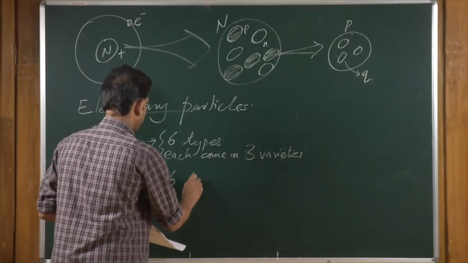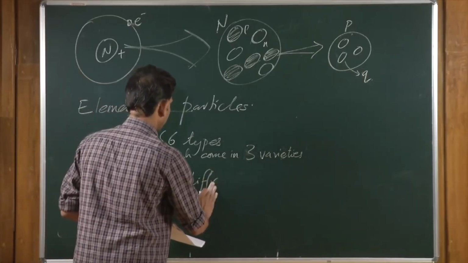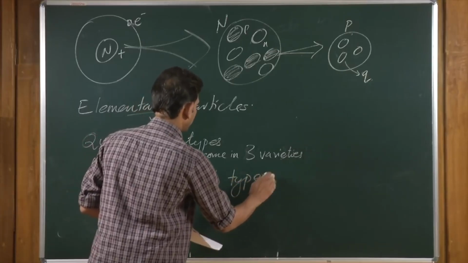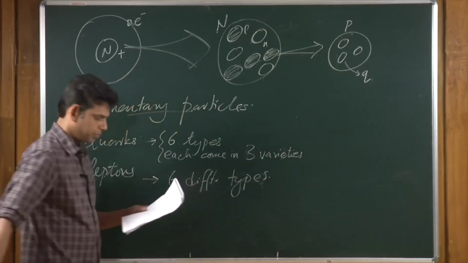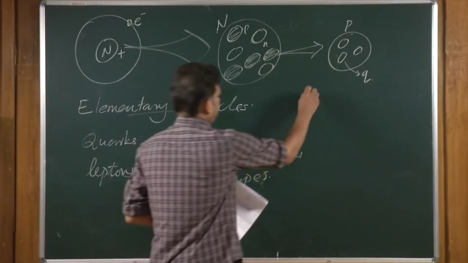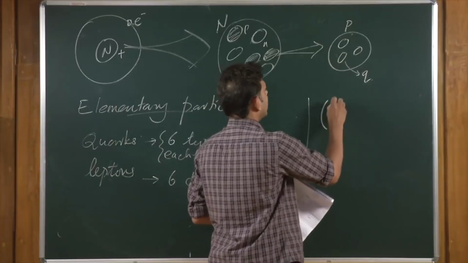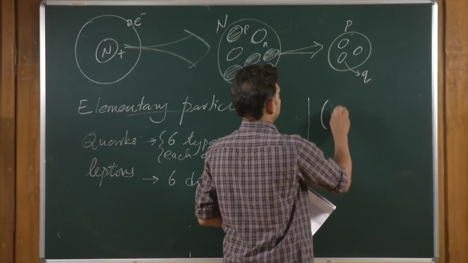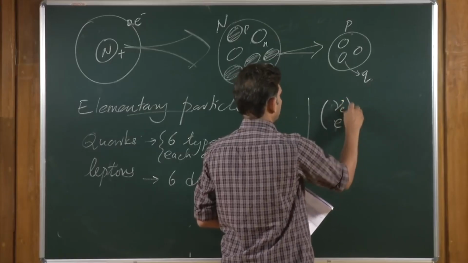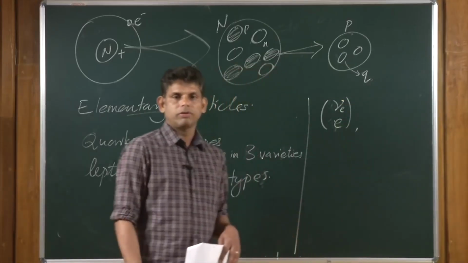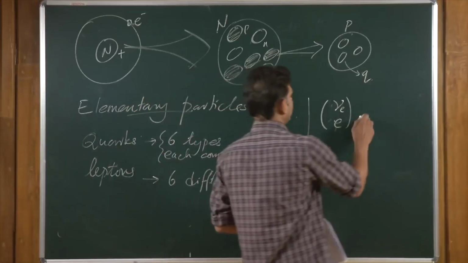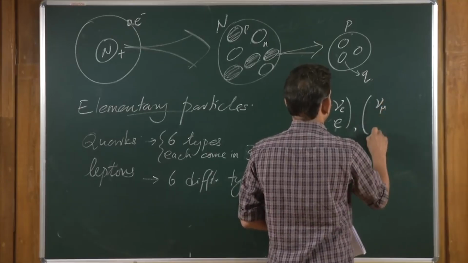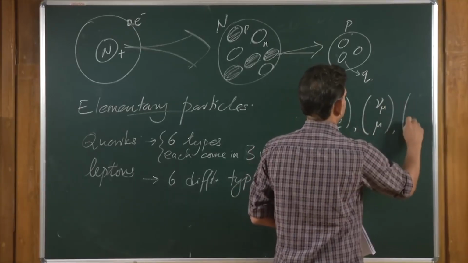There are six different types of electron-like particles, the leptons. They are usually put together in groups, and there are reasons for this, which we will come to later. So, there are electrons, muons and tau leptons.